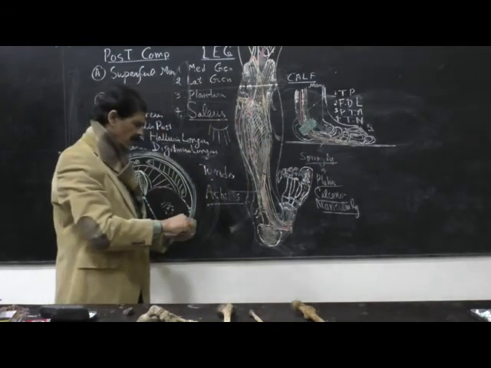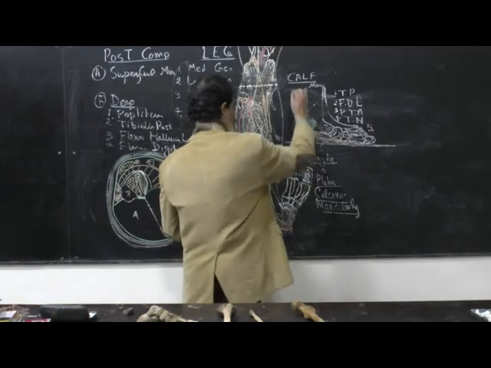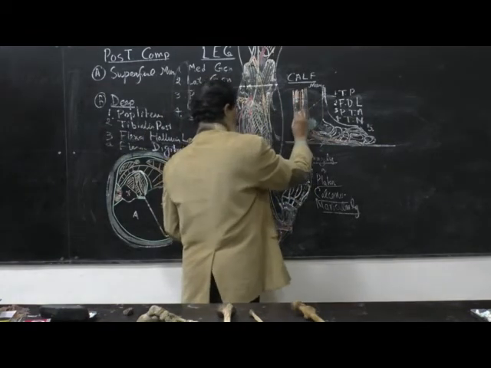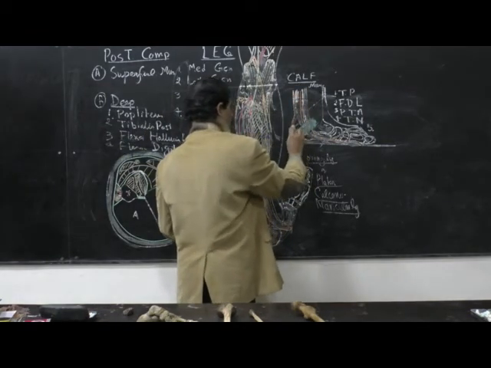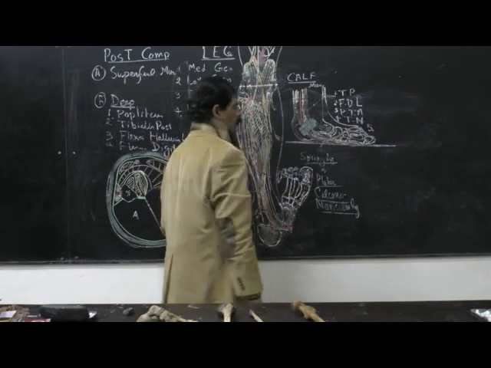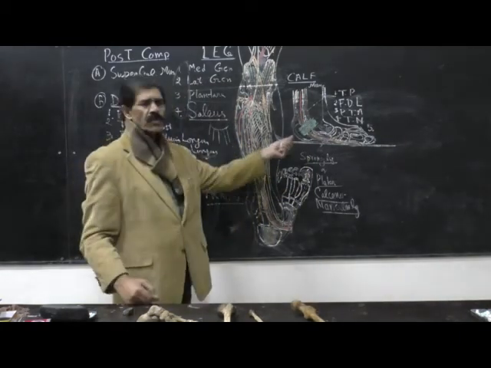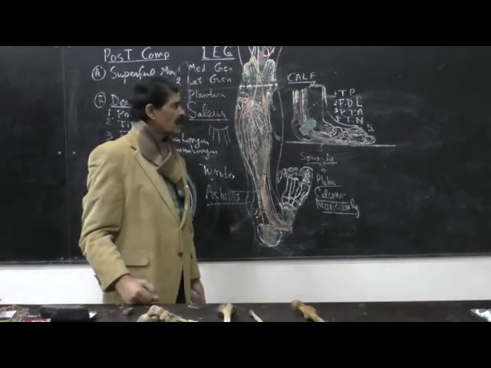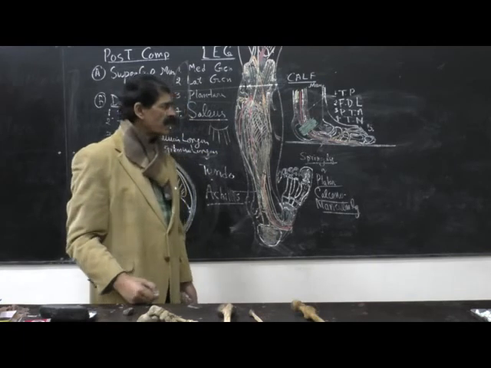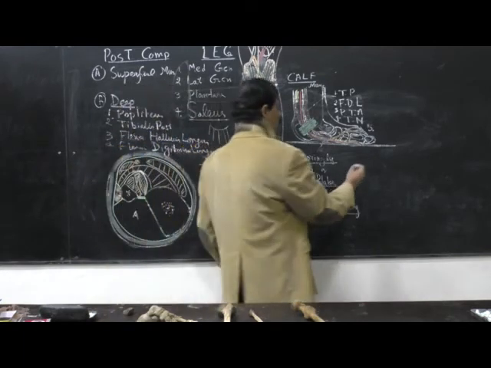So this is how to remember the structures passing behind the medial malleolus from the posterior compartment into the foot, with the diagram also showing it. So how to remember the sequence of these 5 structures? There is a formula to remember.